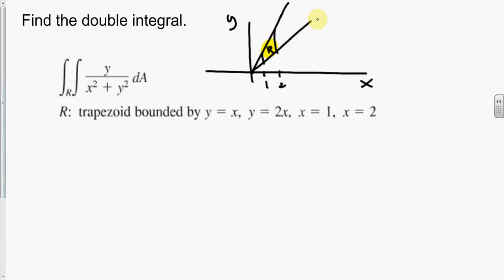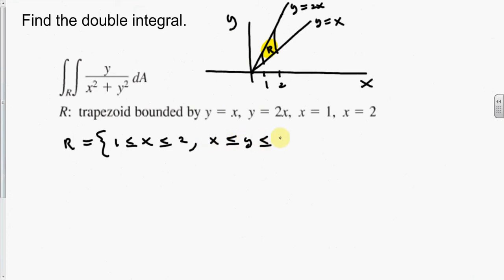So this is y equal to x, the lower function. This is y equal to 2x, the upper function. So you can write the region R as x is bounded from 1 to 2, 1 less than or equal to x less than or equal to 2. And then y is bounded from x below to 2x above.